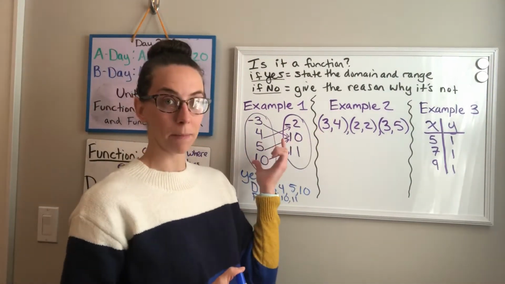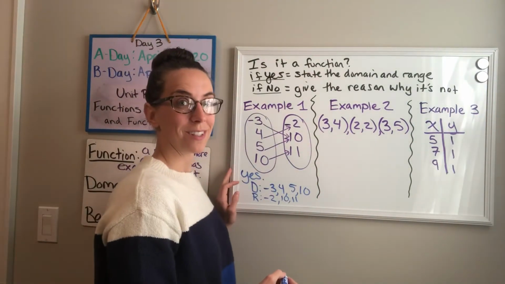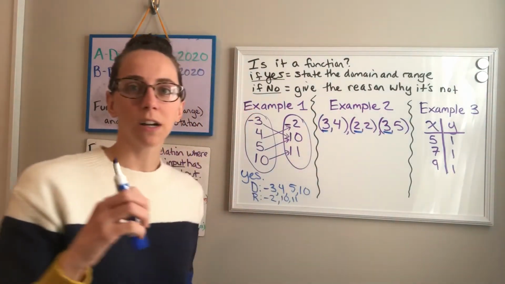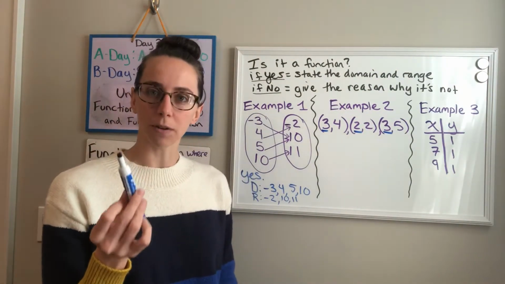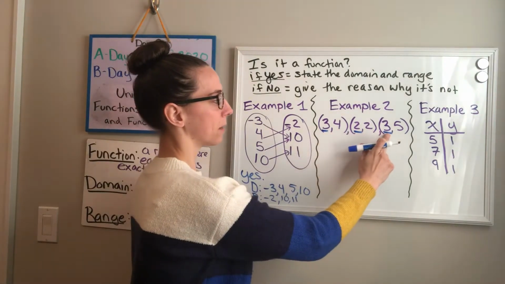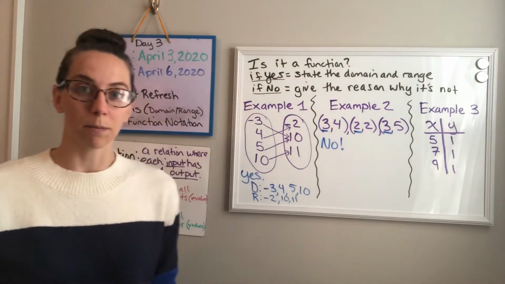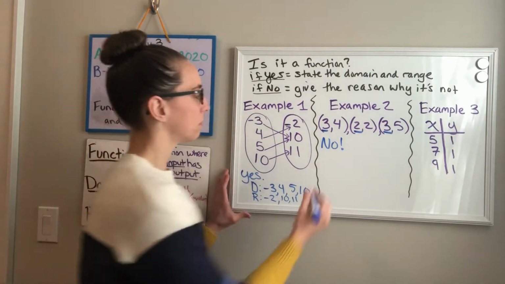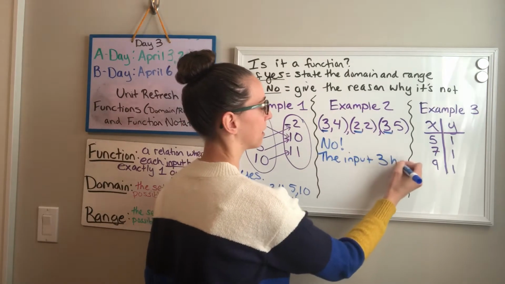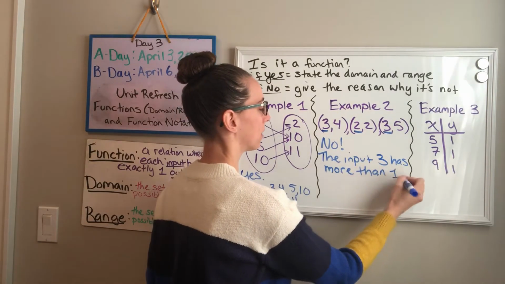This time, instead of having a mapping, I have a set of ordered pairs. There are 3 ordered pairs here, and the way I like to tackle a problem like this is looking at all of my X values. So I like to underline all of my inputs because that tells me whether or not this is a function. So if I have 3 mapping to 4 and 3 mapping to 5, this is not a function. So no, this is an example of a relation that's not a function. And the reason would be the input 3 has more than one output.